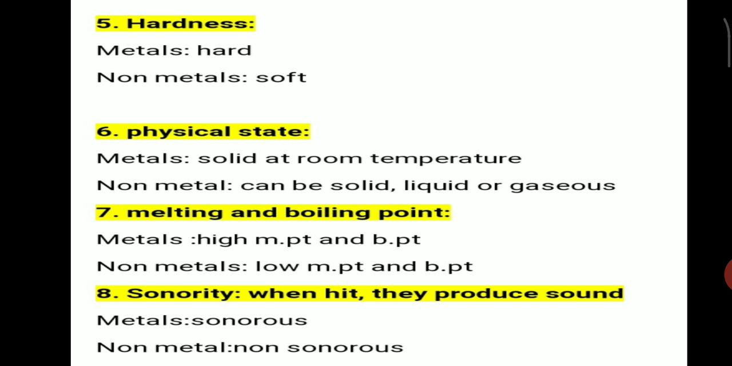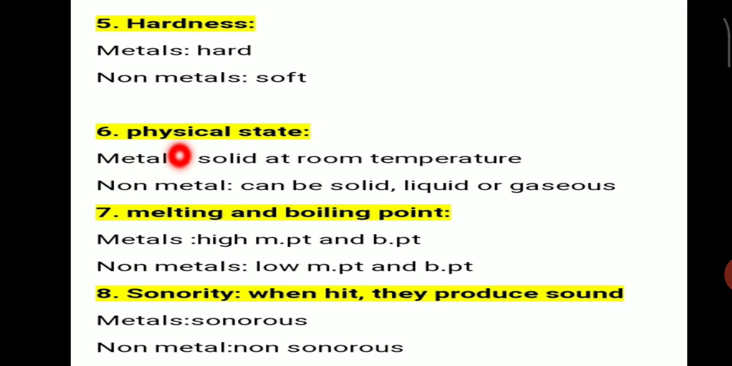The fifth property is hardness. We know that metals are hard in nature. Exceptions are there, we will study later. Most of the metals are hard, but non-metals are soft in nature. Non-metals are generally soft in nature. There also we will study the exceptional cases.